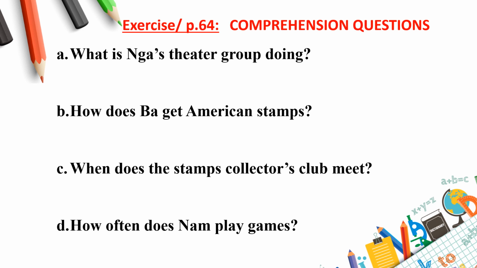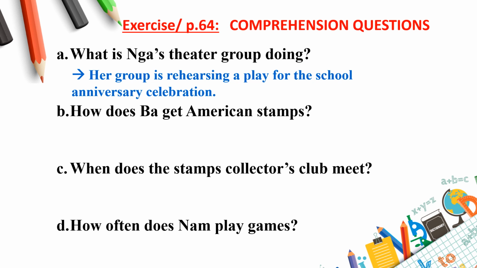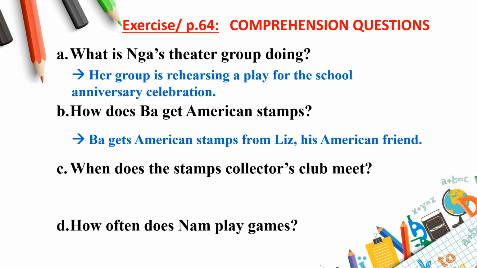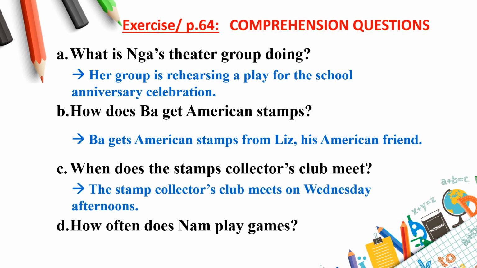Okay, now let's check your answers. A. The answer is her group is rehearsing a play for the school anniversary celebration. How about B? The answer is Ba gets American stamps from Liz, his American friend. The answer for C is the Stamp Collectors Club meets on Wednesday afternoons. And the last answer, Nam never plays games. Are you correct?